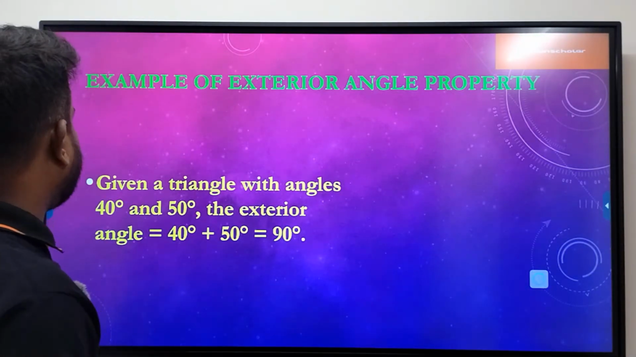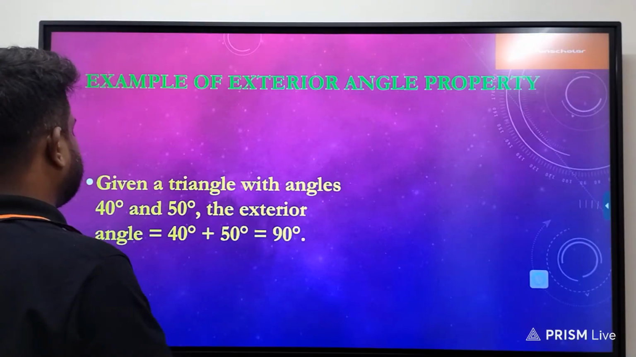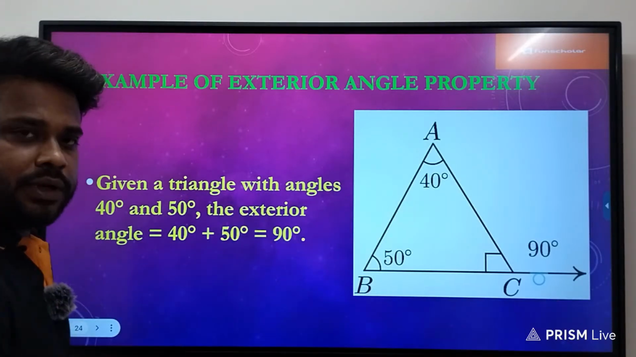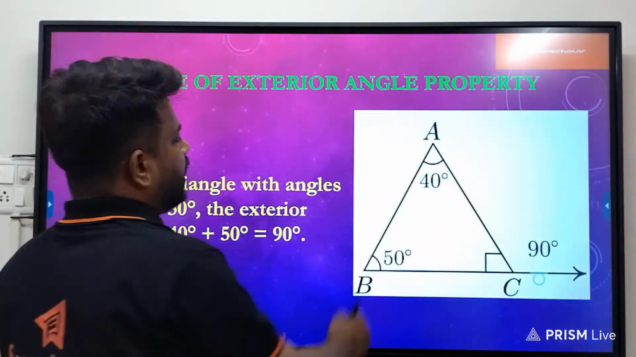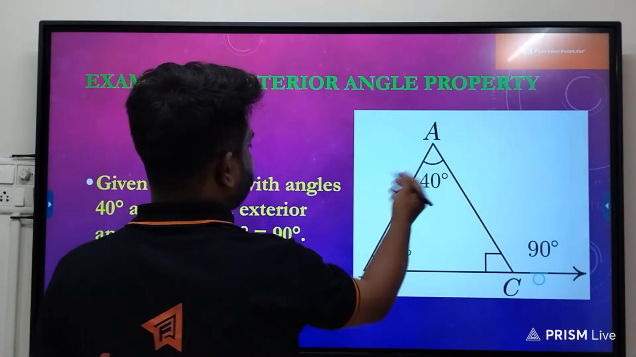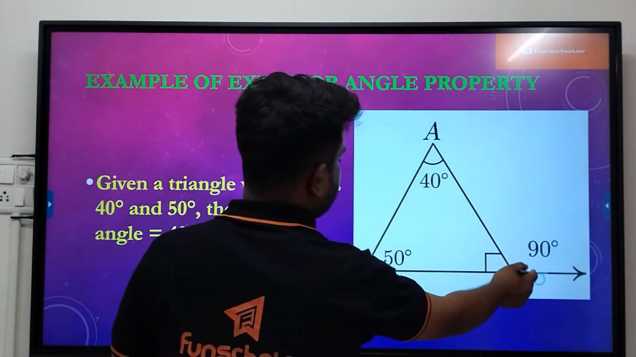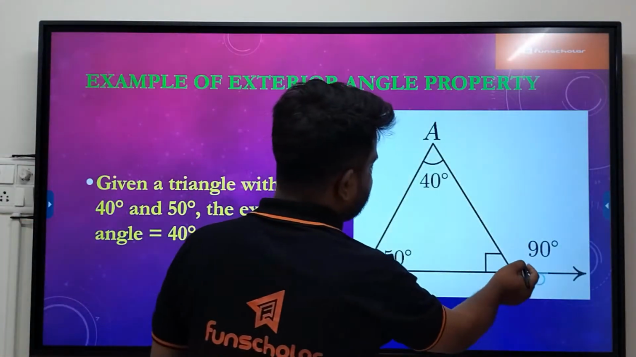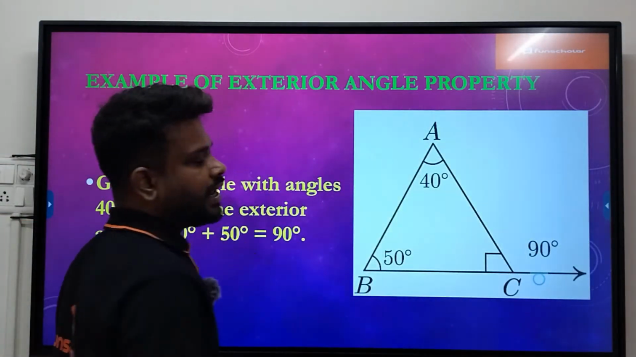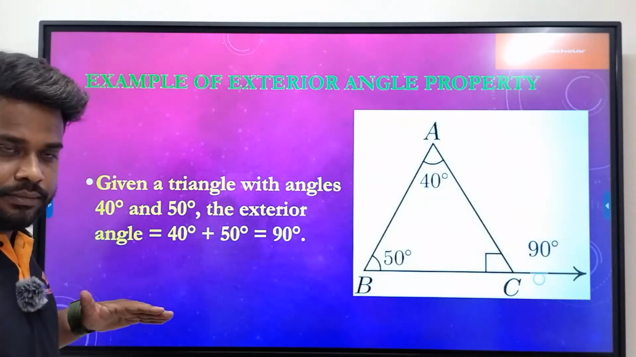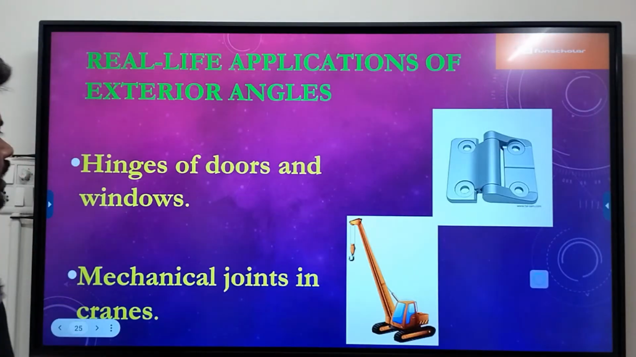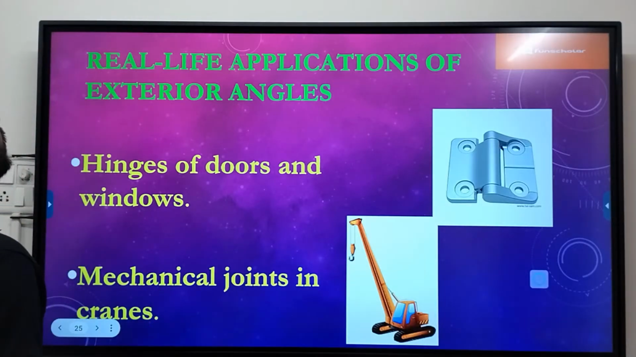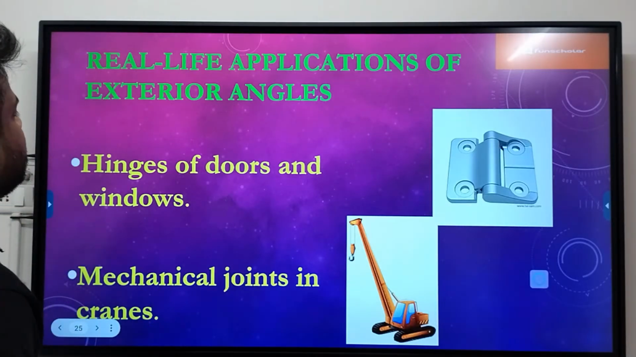Given a triangle with angles 40 degree and 50 degree, the exterior angle will be 90 degree, right, like this one. Okay, if these two angles are 50 and 40 each, so this angle will also be 90 degree. Okay, and if this one is 90 degree, this one will also be 90 degree, because this is a linear pair. Okay, right. The next, so now see some real life applications of exterior angles.